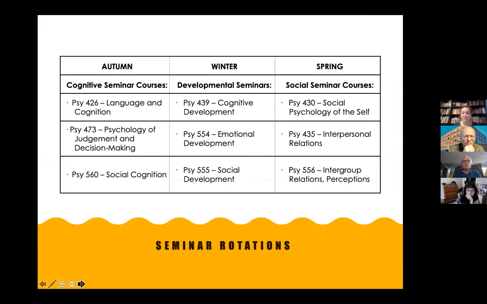So I mentioned seminar rotations, the classes that you get to pick from. You get to pick 2 out of 3: you have your cognitive seminar courses, your developmental seminar courses, as well as social seminar courses. So remember, for those, when you had to pick social core, this would be the list of courses to pick from. And again, we'll provide all that information for you. You don't have to worry about that until later on, but we figured we'll mention it.